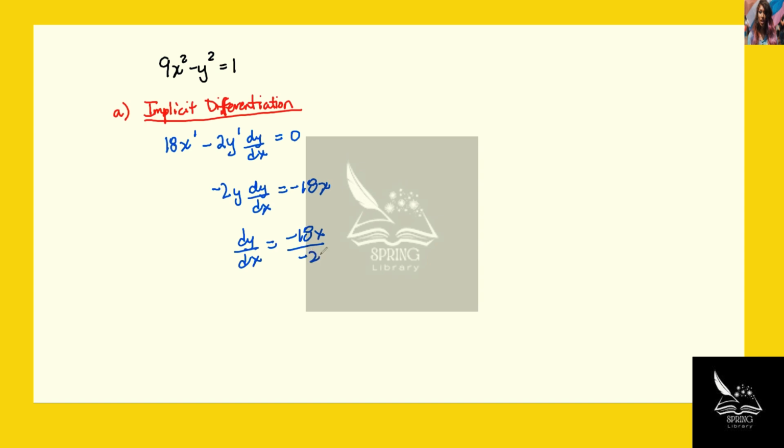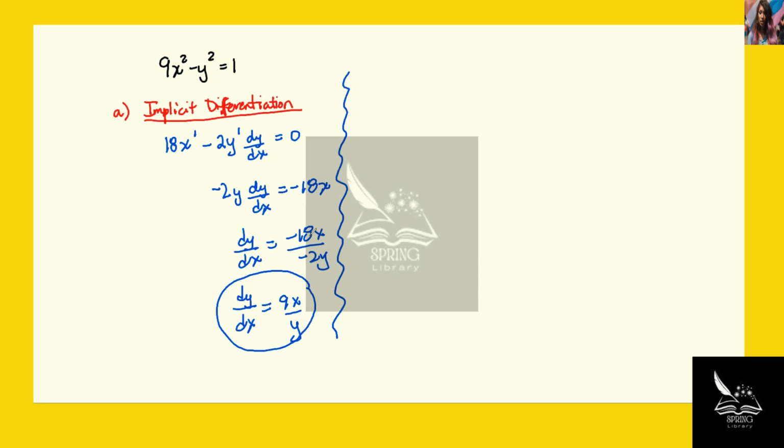And that will get dy dx by itself. I can clean it up just a tad, and that will give me 9x over y. All right, so there is the first part solved. We used implicit differentiation to find the derivative of our y function. All right, excellent. All right, let's do part B.